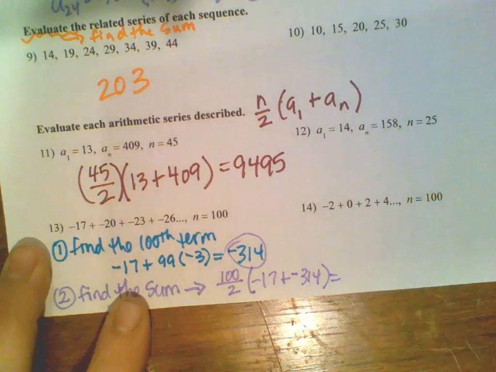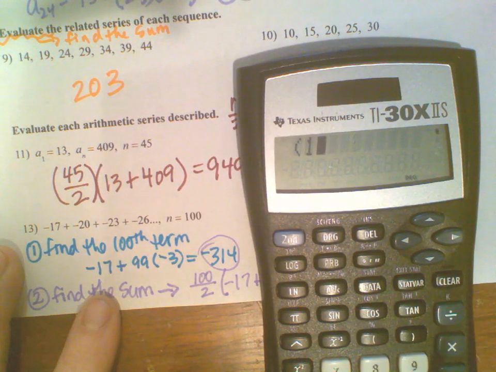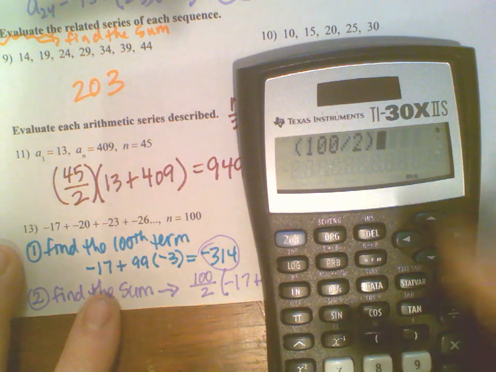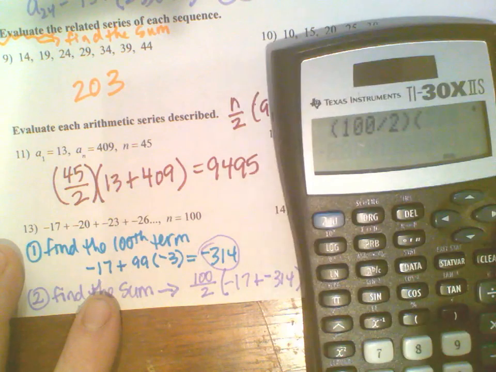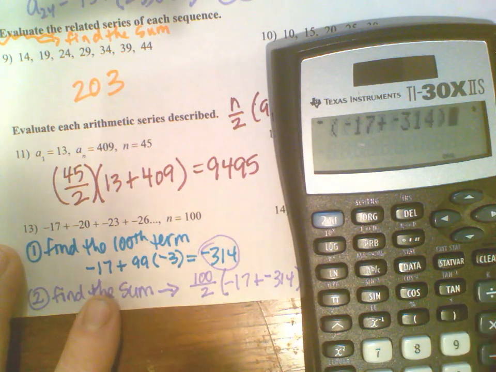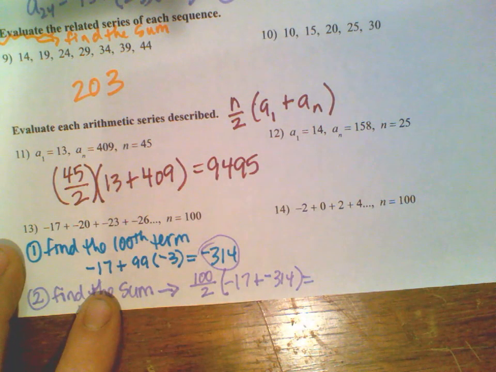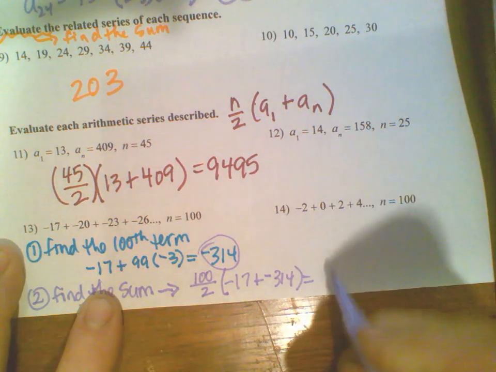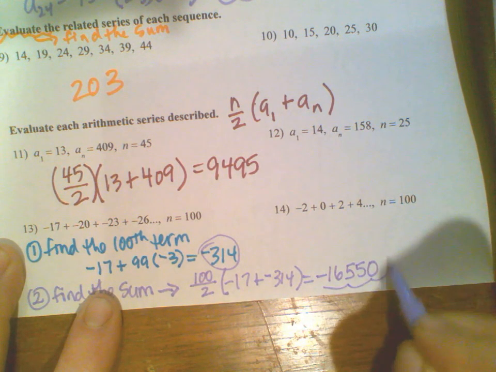And then again, I can plug it in my calculator. So I'm going to do parenthesis 100 divided by 2. I've done just 50 there, if you can recognize that that's 50. And then I have negative 17 plus negative 314. And my answer is negative 1,600, nope, sorry, negative 16,550 for my final answer.